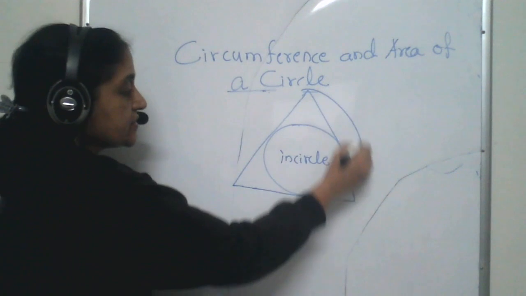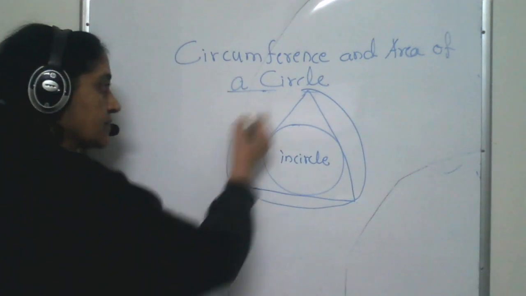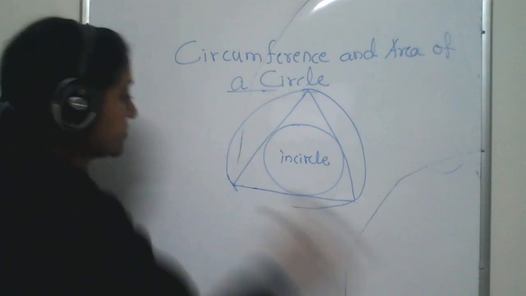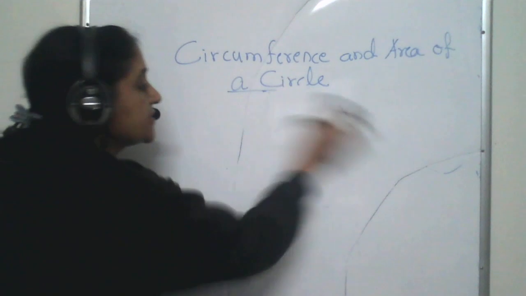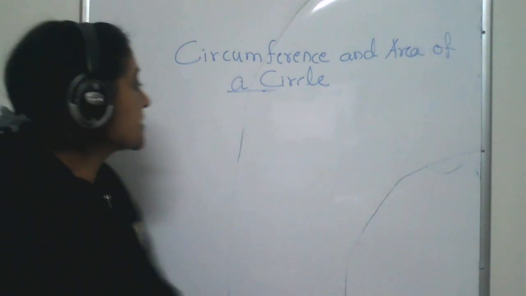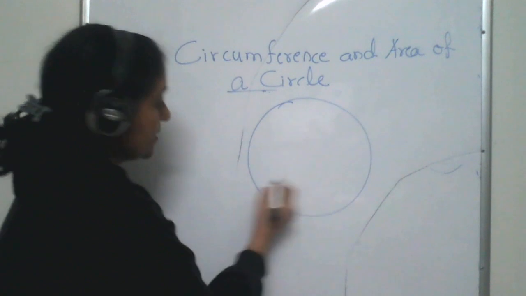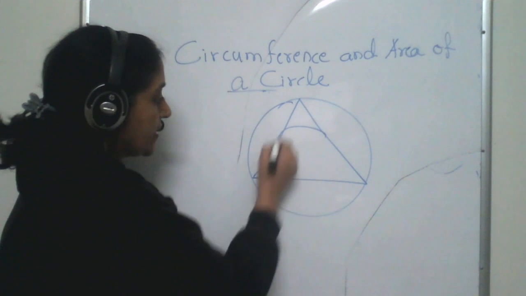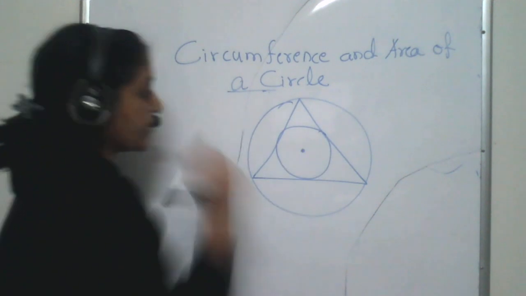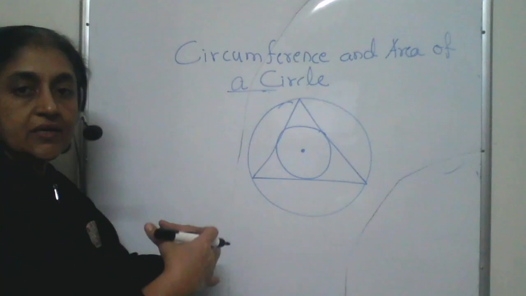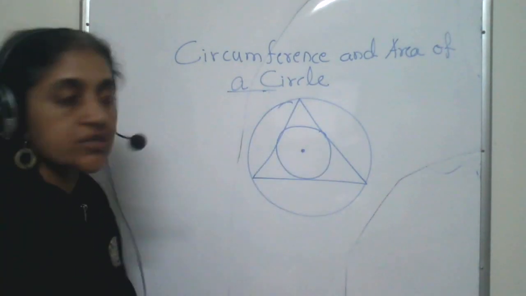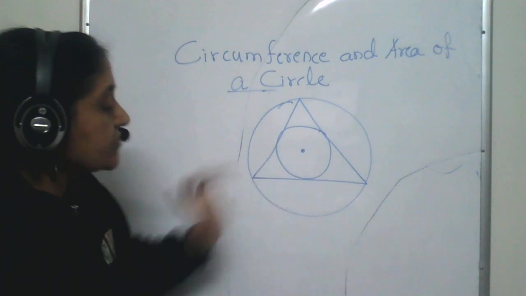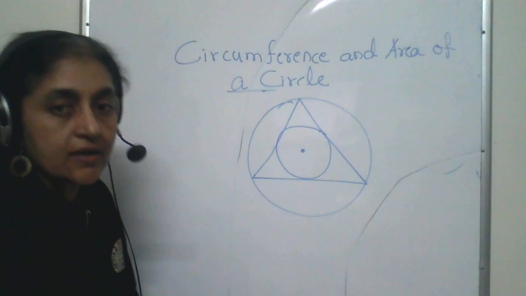The circle that has the triangle inside is called a circumcircle. Sorry, this doesn't look like a circle, I know, but I'll just show you. Now think that this is an equilateral triangle that we have and an incircle. The outer circle is covering the triangle, so we call it a circumcircle. Now this circle, which is smaller in size and touching all three sides of the triangle, is called an incircle.